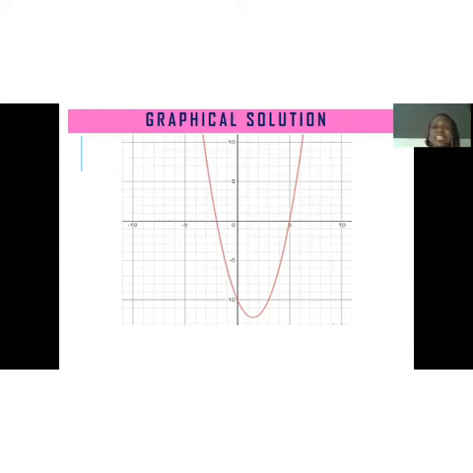I don't know if some of us are familiar with the plotting of graphs, but if you're not familiar with that, we'll dedicate another class to plotting of all types of graphs, linear graphs, quadratic graphs, and all types of graphs.